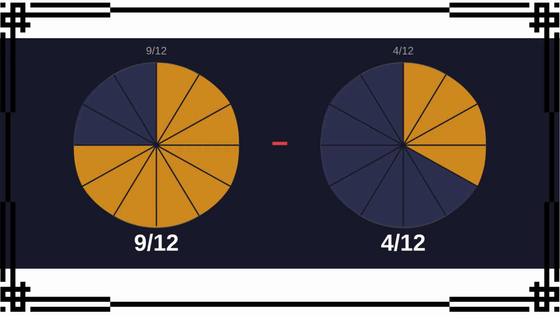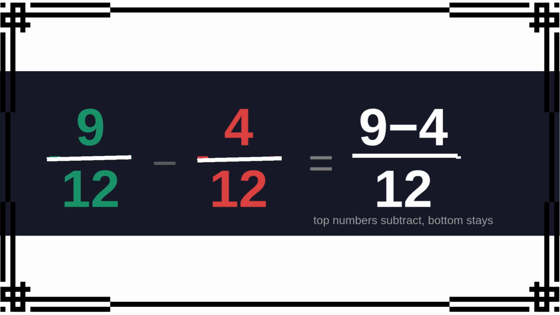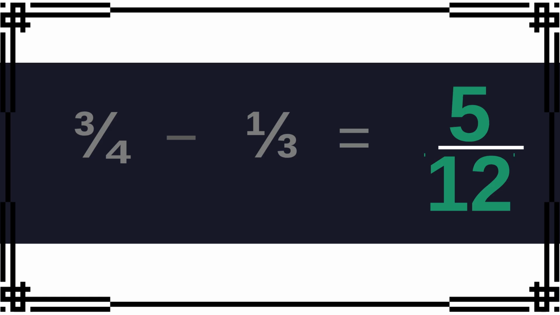Now we can subtract 9 twelfths minus 4 twelfths. The denominator stays 12, we don't touch it. We only subtract the top numbers. 9 minus 4 equals 5. So we get 5 over 12. 3 quarters minus 1/3 equals 5 twelfths. And 5 twelfths cannot be simplified further because 5 and 12 share no common factors.